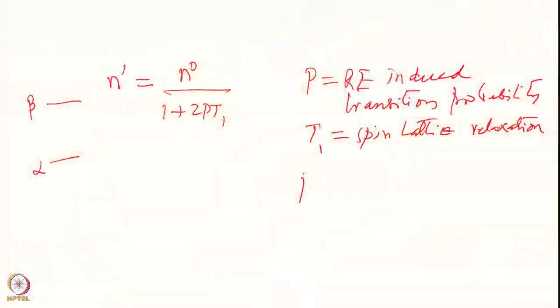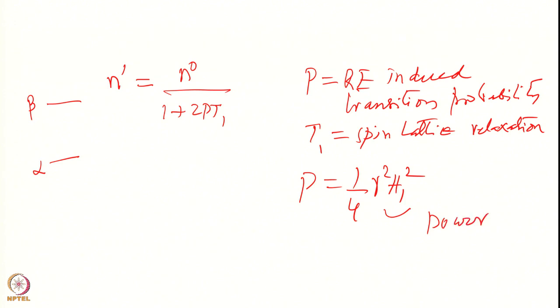We also said P is equal to 1 by 4 gamma square H1 square, where H1 is the amplitude of the RF and gamma is the gyromagnetic ratio. So H1 is the amplitude, and H1 square defines the power of the RF, how much power you apply. The more the power, the higher is the transition probability, and you tend to reach saturation.